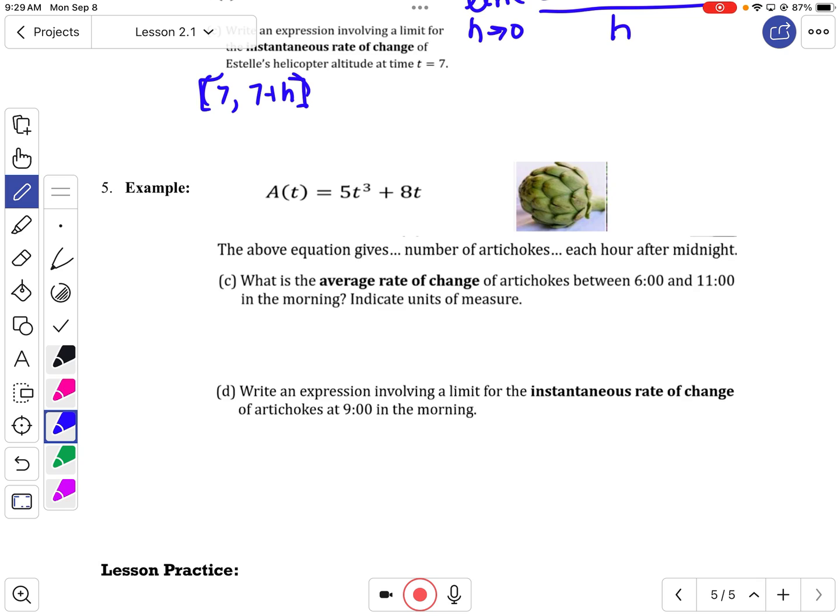It's funny that they use things like artichokes. And there's problems about a monkey's stack of bananas. They just really like to write about really weird things when it comes to AP questions.